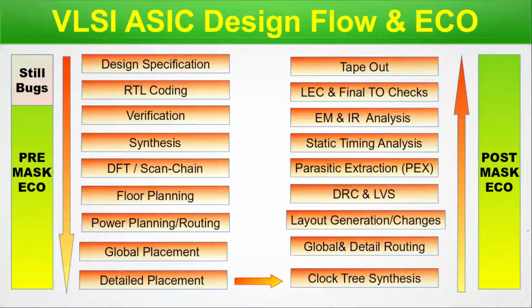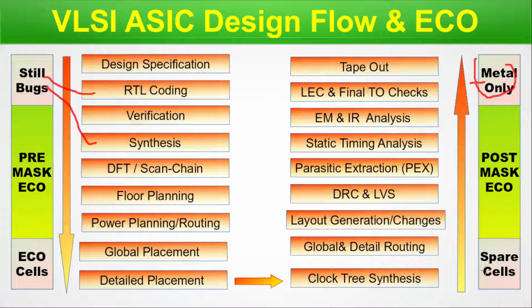Next, bugs can still remain from the RTL stage and from the synthesis stage. What we do is also keep some ECO cells ready so that they can be used. In the post-mask ECO, there could be a metal-only ECO. Metal-only ECO means we are talking about the BEOL, right? We have already had one episode on FEOL, BEOL and MEOL in this same FAQ series; in case you do not know about these things, please go ahead and watch it. We are talking about the BEOL metal layers, where we can make changes with metal-only changes in the ECO. And also we have spare cells.